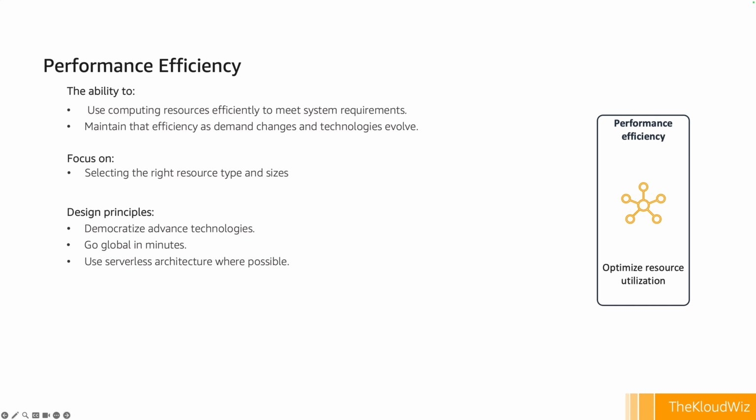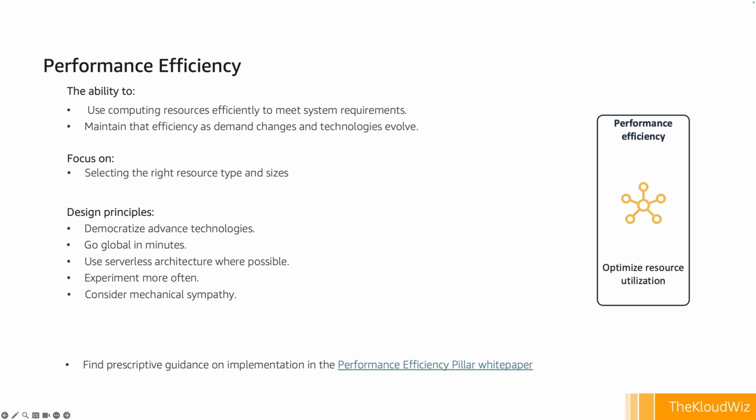Also, use serverless architecture where possible. If you have a very large workload, instead of managing a lot of servers, then you can take advantage of serverless offerings by AWS so that you can offset the management responsibility to AWS. Also, experiment more often just so you make sure that you are putting out the best infrastructure. And then considering mechanical sympathy. This means that you need to understand the demands of your workload so that you can best choose the right tools to efficiently run them. You can read more on the performance efficiency pillar using the white paper, which I'm going to attach the link in the description.